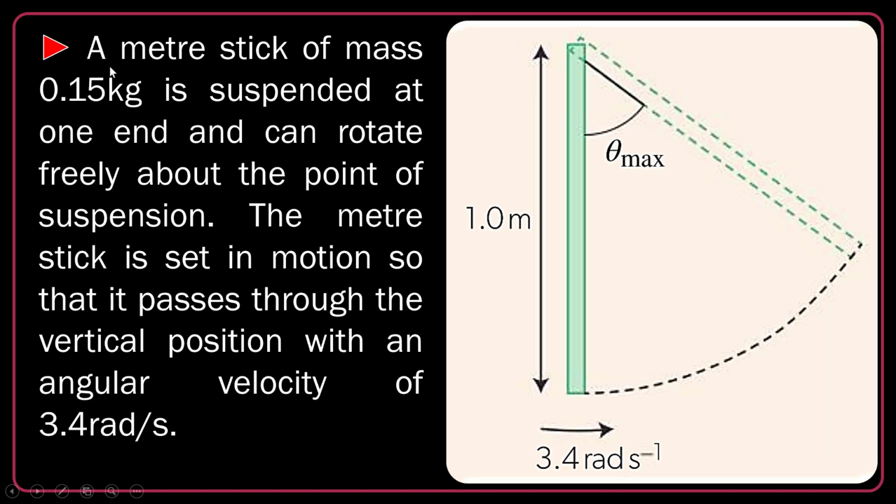Another question. A meter stick of mass 0.15 kilogram is suspended at one end here and can rotate freely about the point of suspension. Freely means there is actually no friction. The meter stick is set in motion so that it passes through the vertical position with an angular velocity of 3.4. Okay, when it's passing through the vertical position, it has maximum omega, okay? Because when it goes to the right and then deviates more, it's losing its kinetic energy and gaining potential energy. Here, we may think it stops, okay?